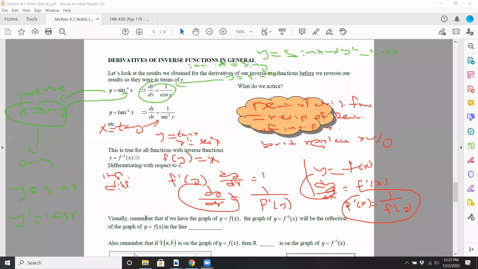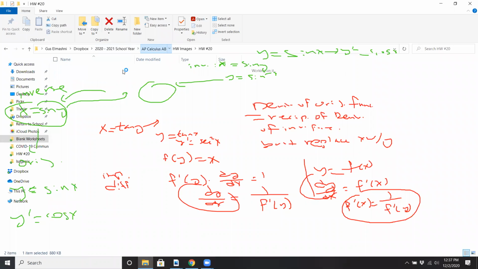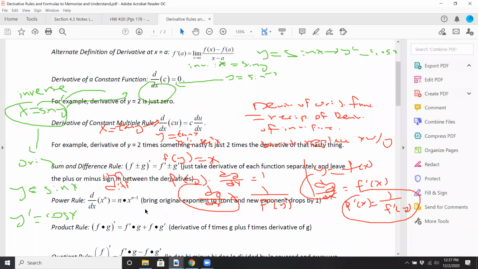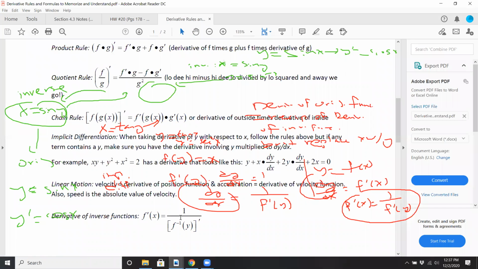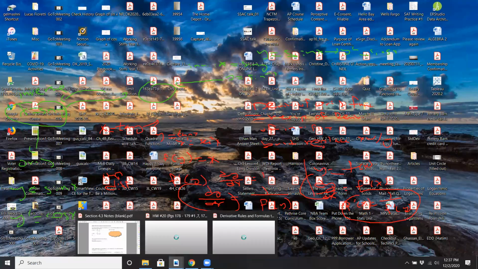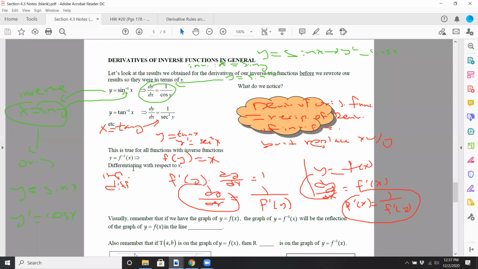And actually, it's in our cheat sheet too. Let me open up the cheat sheet really quickly here. That's at the bottom right here, right? f prime of x equals 1 over the derivative of the inverse of y. And actually, f of y, just so you know, is going to be the inverse, because you're swapping the inputs and outputs.